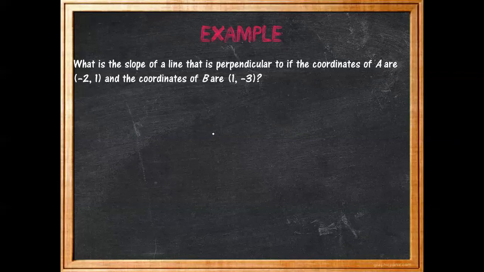On this one, it says, what is the slope of a line that is perpendicular if the coordinates of A are -2, 1, and the coordinates of B are 1, -3? For this one, we're given 2 points. So again, we're going to find the slope of the line first before we can say what slope is perpendicular. Again, x1, y1, x2, y2.